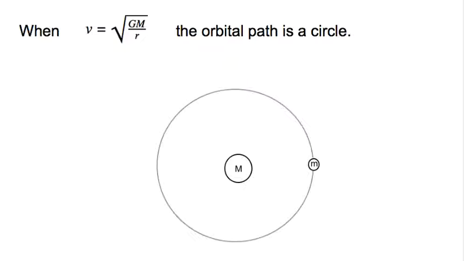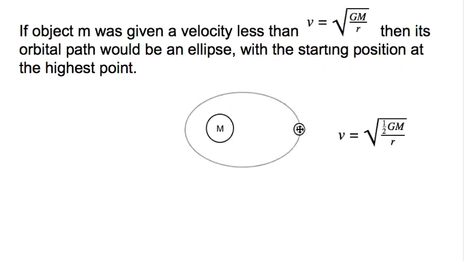When you have an object that has exactly this velocity, that is, the velocity of this object is equal to the square root of the gravitational constant times the mass of this, over this radius, then the object is going to orbit in a perfectly circular path. However, what if I gave it a little bit less velocity? Well, it doesn't make a circular path. It falls a little bit closer to the object and it comes back to where it started.